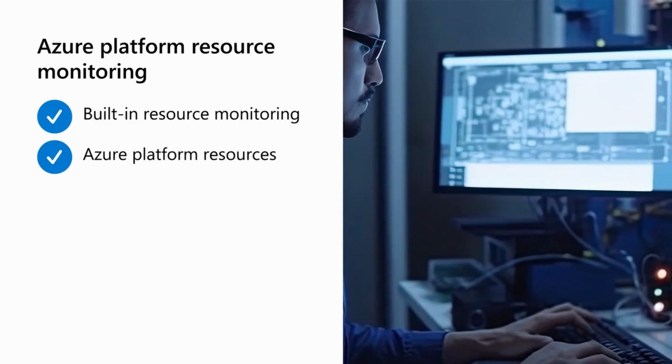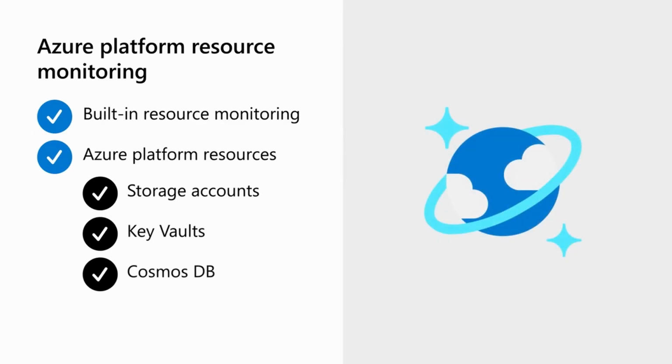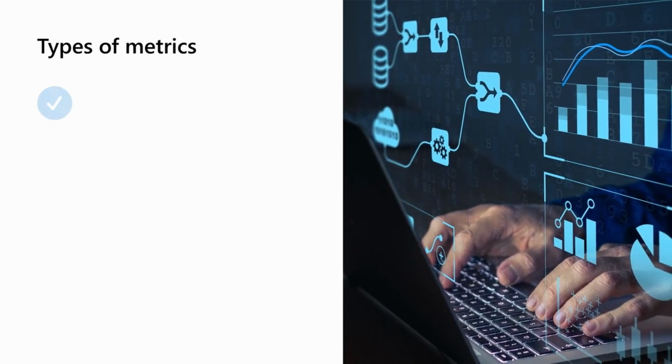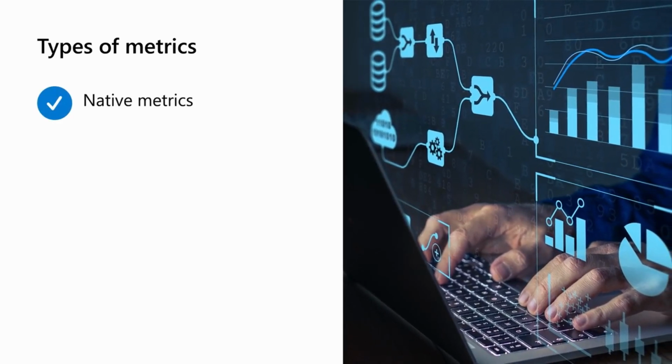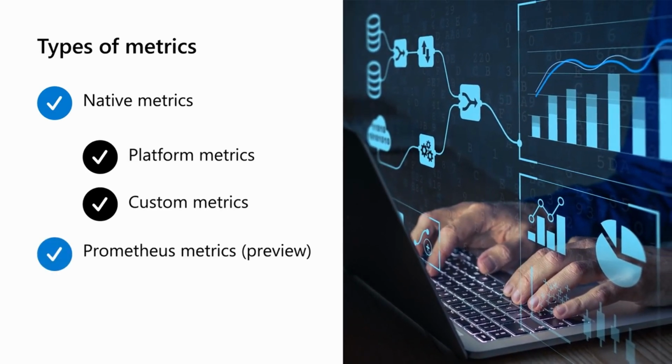Azure resources, such as storage accounts, key vaults, and Cosmos DB, are equipped with performance metrics and resource logs that you can view and analyze to track performance and availability. Then you learned about the types of metrics supported by Azure Monitor metrics: native metrics, the subsets of native metrics, platform metrics and custom metrics, and Prometheus metrics.